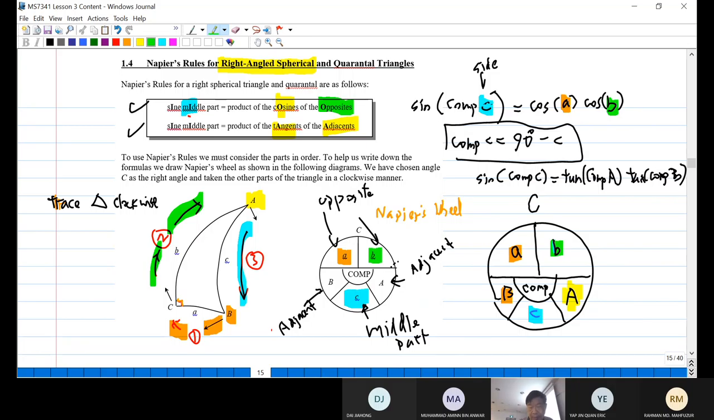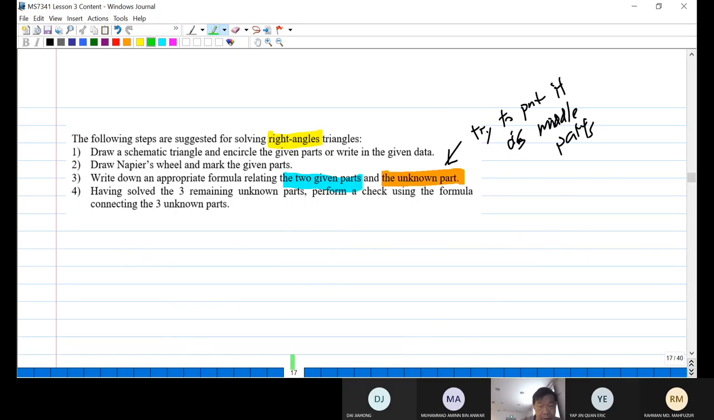Okay, so let me go to the example, right? Before the example. So usually this only works for a right angle spherical triangle. If you don't have right angles, then you cannot use this. You still can use this, but you have to create a right angle here. So you draw a triangle with one right angle there, then draw the wheels by traveling the triangle clockwise, starting from the right angle.